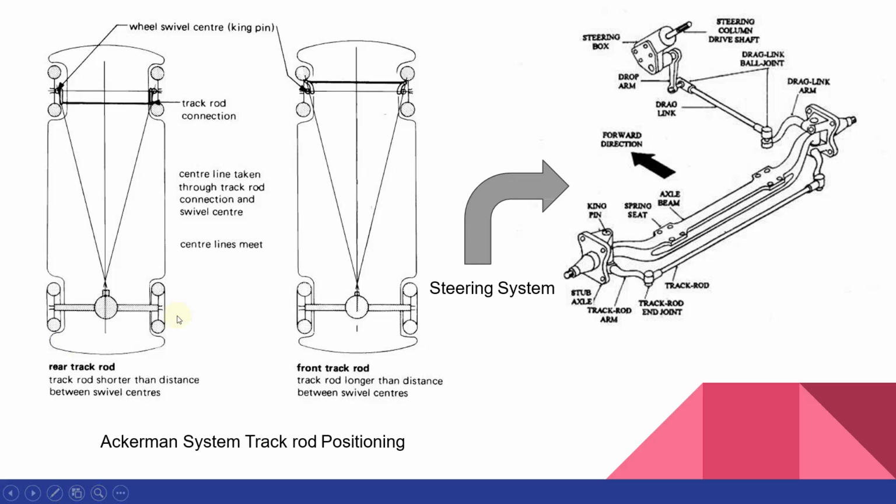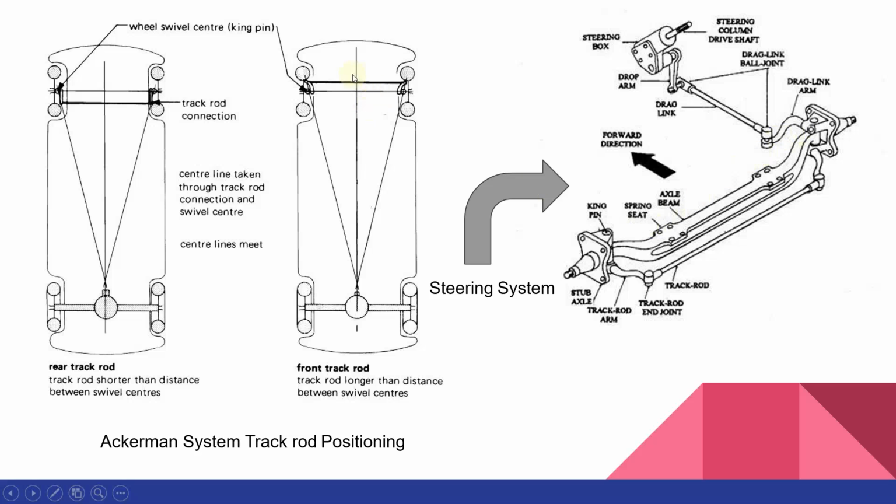So this is the case where the track rod is located at the rear side or back side of the axle beam. This is the axle beam, and the track rod is located at the back side. The other arrangement is where the track rod is located in the front and the axle beam is located at the back side. That means this whole component will be coming at the front, like this.